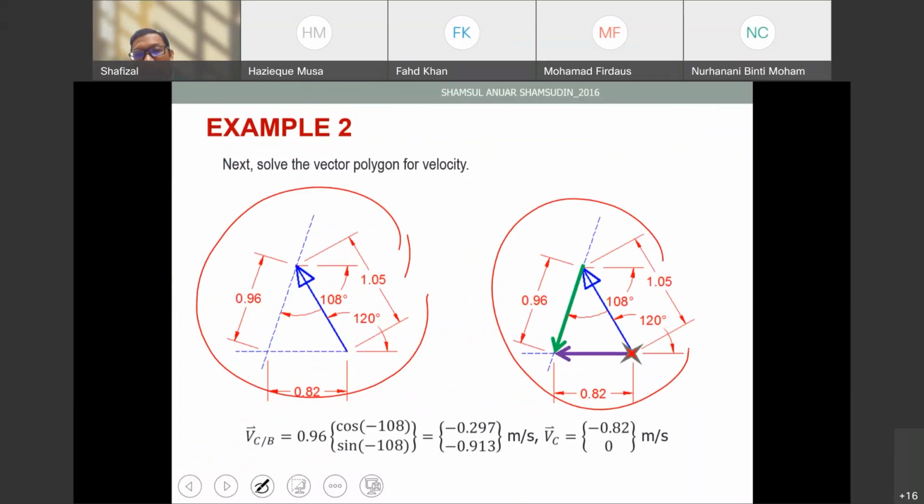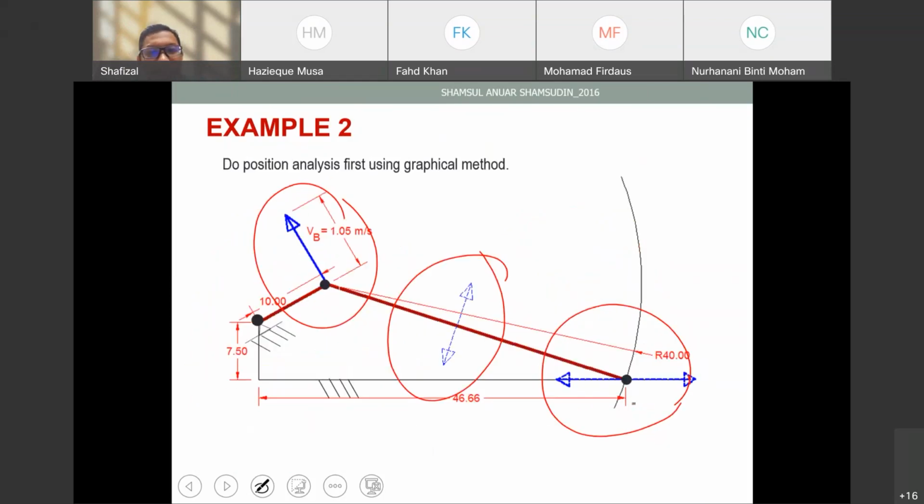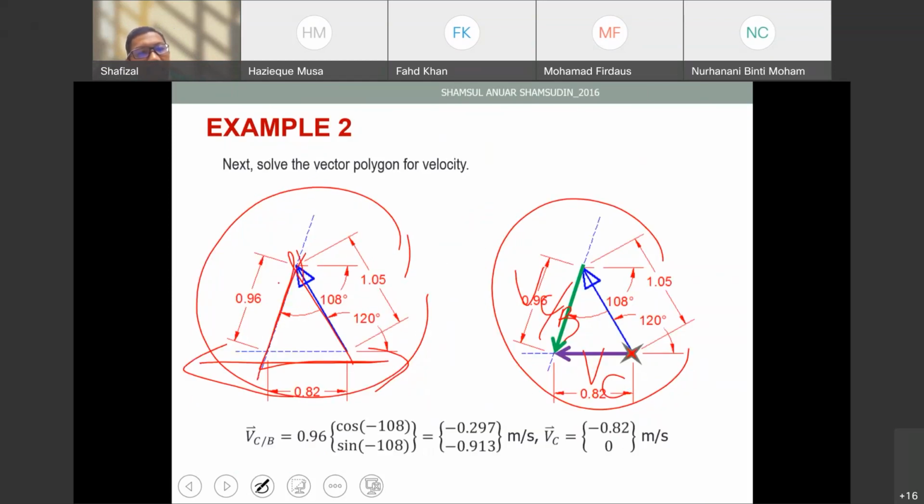So this is VCB, this one is VC. Just connect them so that they close the loop, so that the polygon closes. This is called the polygon vector. The loop is just this one, this one, this one, either this one, top to bottom. So it should be like this, and you just measure the length.